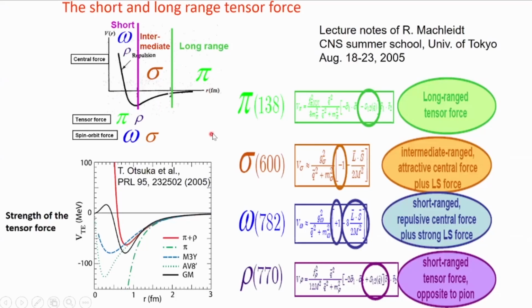I mentioned that the tensor force may be important in the iso-singlet channel. The tensor force comes in through pion exchange for the long-range part. So at a large distance, the interaction due to the pion exchange gives you an attractive tensor contribution, while at short distance, the tensor force is mainly due to the rho exchange. That rho contributes a repulsive force. So if you add the pion contribution and the rho contribution, you get this curve.